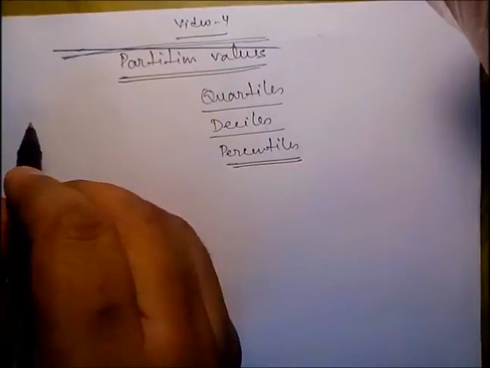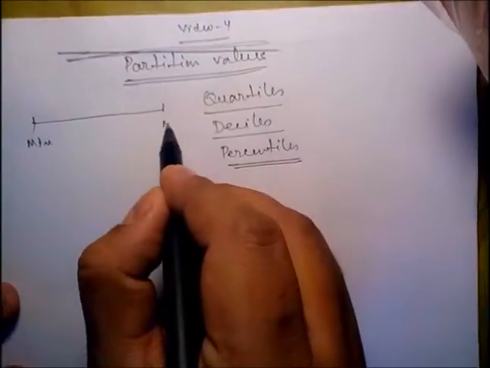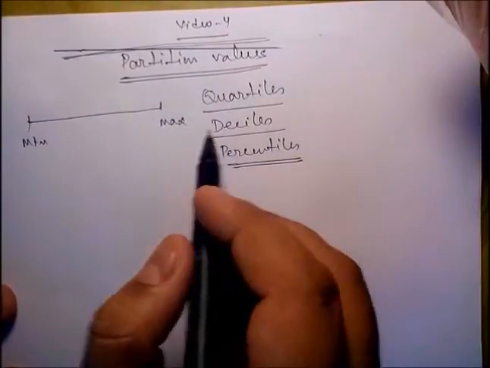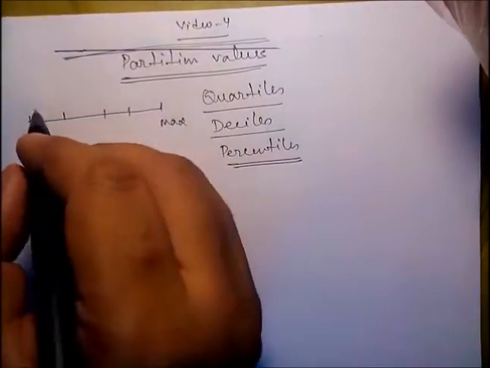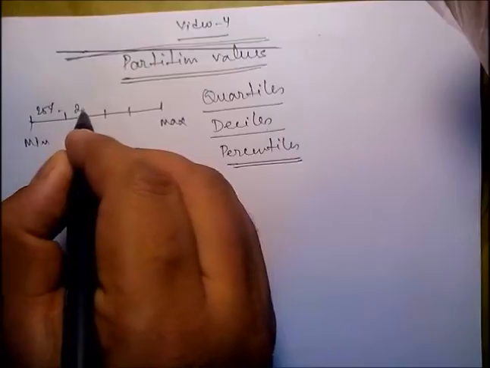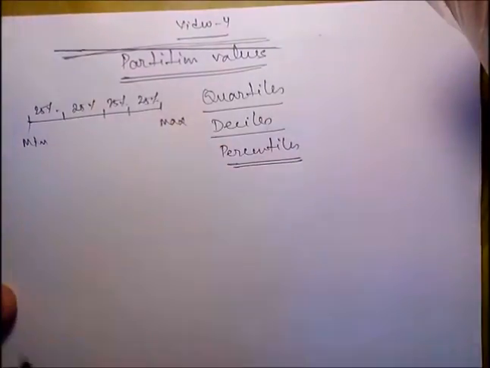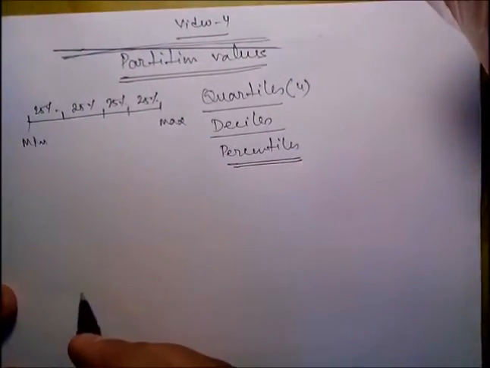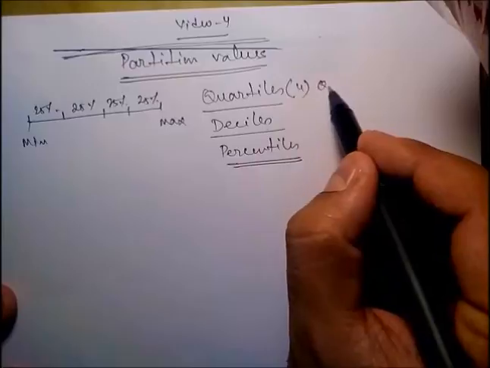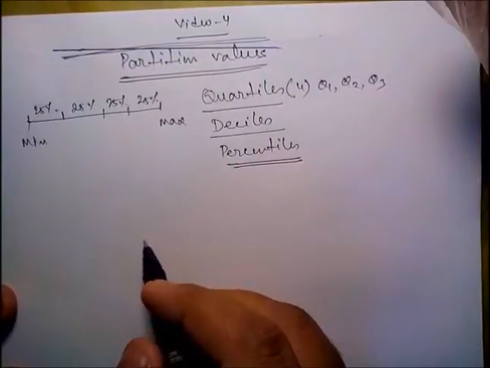So what are quartiles? Suppose there is one data set, with a minimum and maximum. Quartile values divide it into 4 equal parts, so it is 25%, 25%, 25%, 25%. So quartiles divide the data into 4 equal parts. The quartile values are Q1, Q2 and Q3.